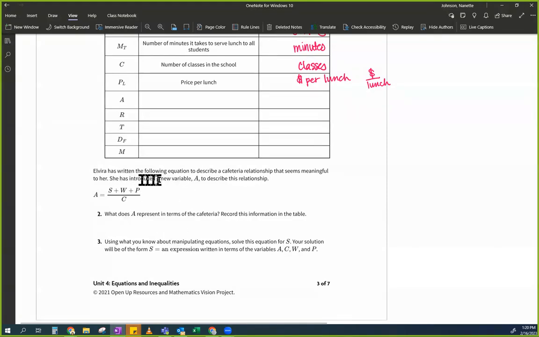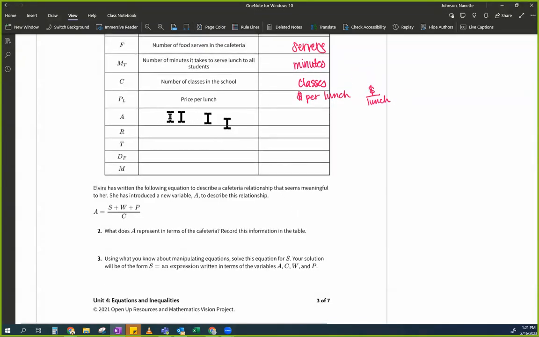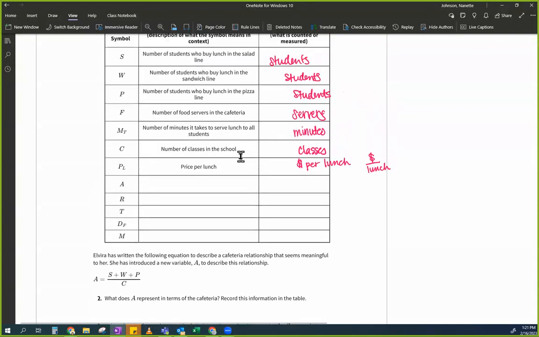Okay, so Elvira has written out the following equation to describe a cafeteria relationship that seems meaningful to her. She wrote the equation and introduced a new variable A to describe the relationship. It's A equals (S plus W plus P) divided by C. Okay, what does A represent in terms of the cafeteria? Record this information in the table. So here's A, and we don't know what it is. So you can use her formula and what it means to figure out what we should write here.